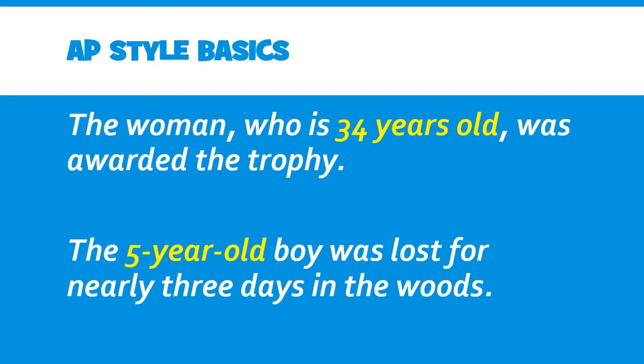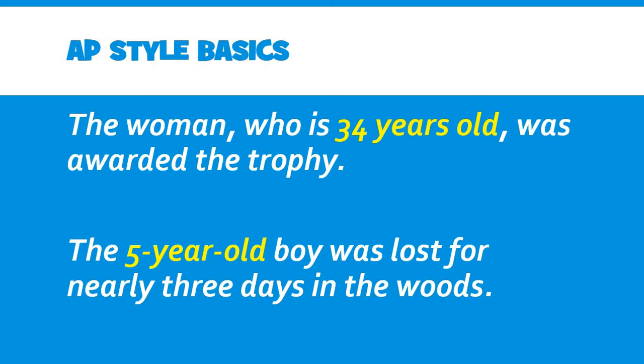So, for example, the woman who is 34 years old was awarded the trophy, as opposed to the 5-year-old boy was lost for nearly 3 days in the woods. Now notice the similarities. Both of these use numerals. Even though 5 is a single-digit number, we still use the Arabic numeral 5 for 5-year-old boy because it is an age.